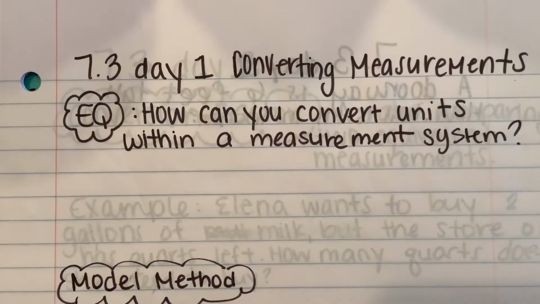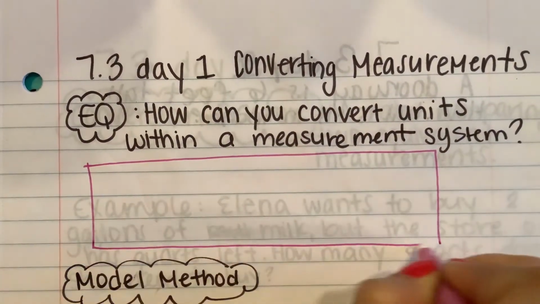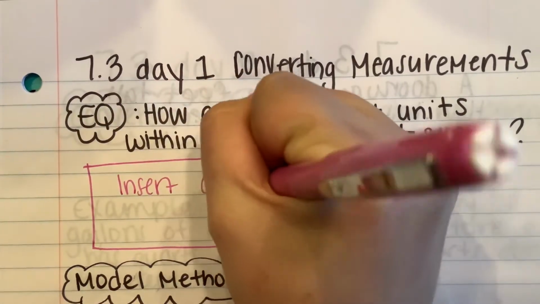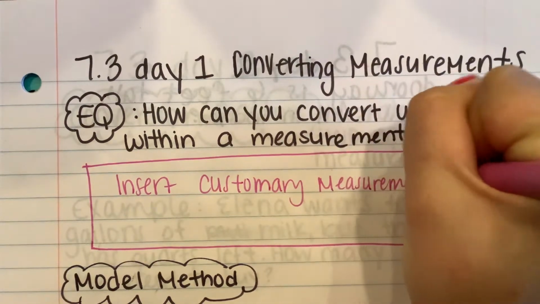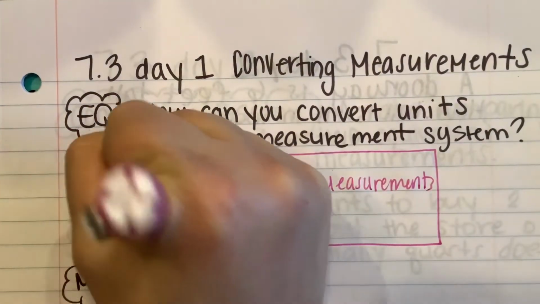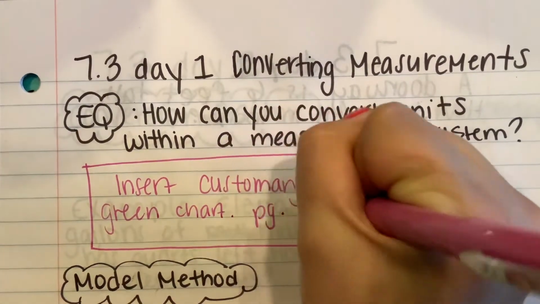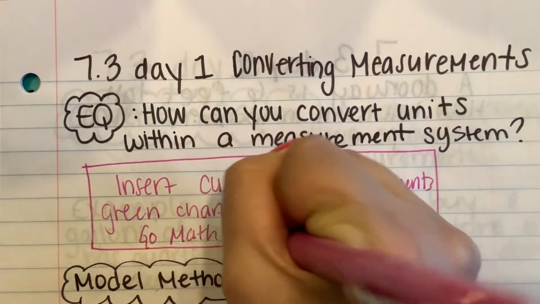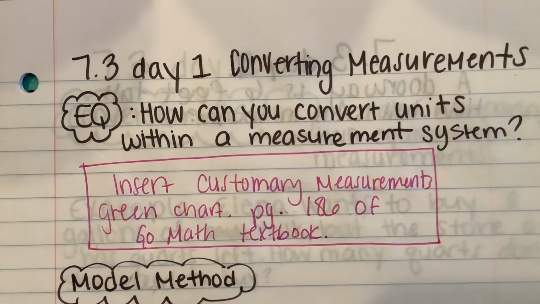On mine, I'm just going to draw my box and then I'm going to write insert customary measurements chart. And again, that is on page 186 of your Go Math textbook. If you're not using the Go Math textbook, you can go ahead and just copy it down into your notebook.